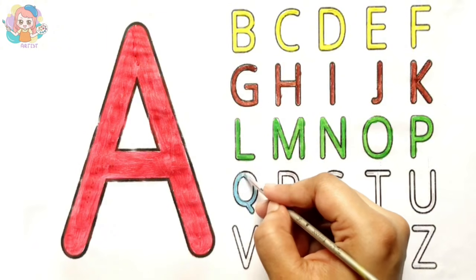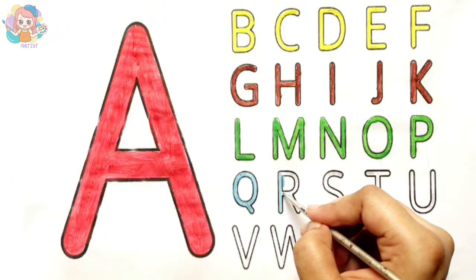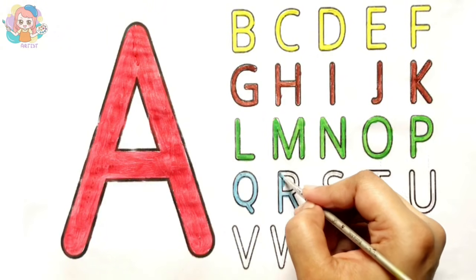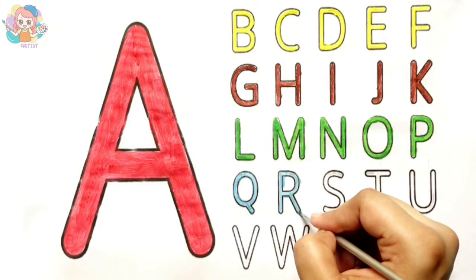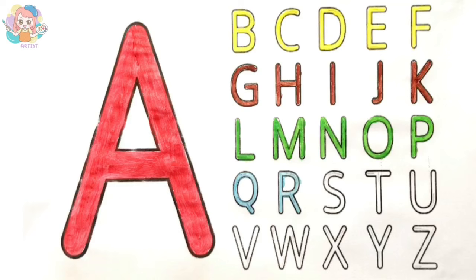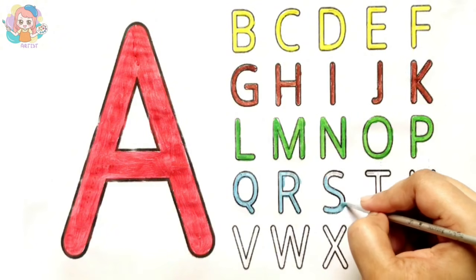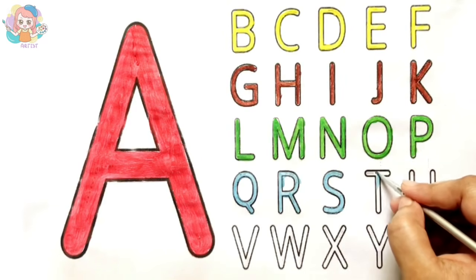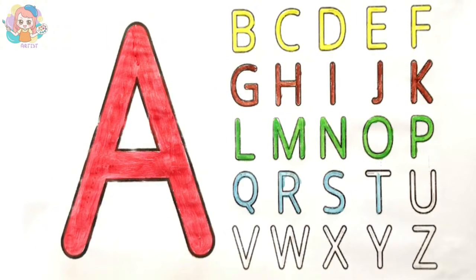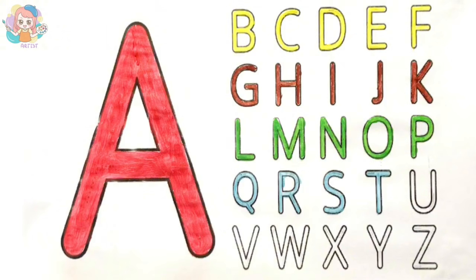Sky blue color. Q for queen. R for ring. S for sun. T for tiger. U for unicorn.